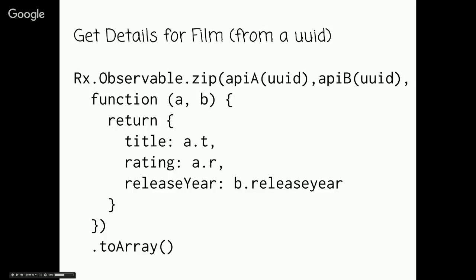I can make a call to API A, API B. I get the results for both inside the function, and then I can decide which elements I want from each of those two requests, and I return it. And then I can convert the whole thing to an array once I'm done. So it becomes quite trivial. As it happened, we get the title and the rating from the first API. We get the release year from the second API. In actual real terms, yeah, this is outside of RX.